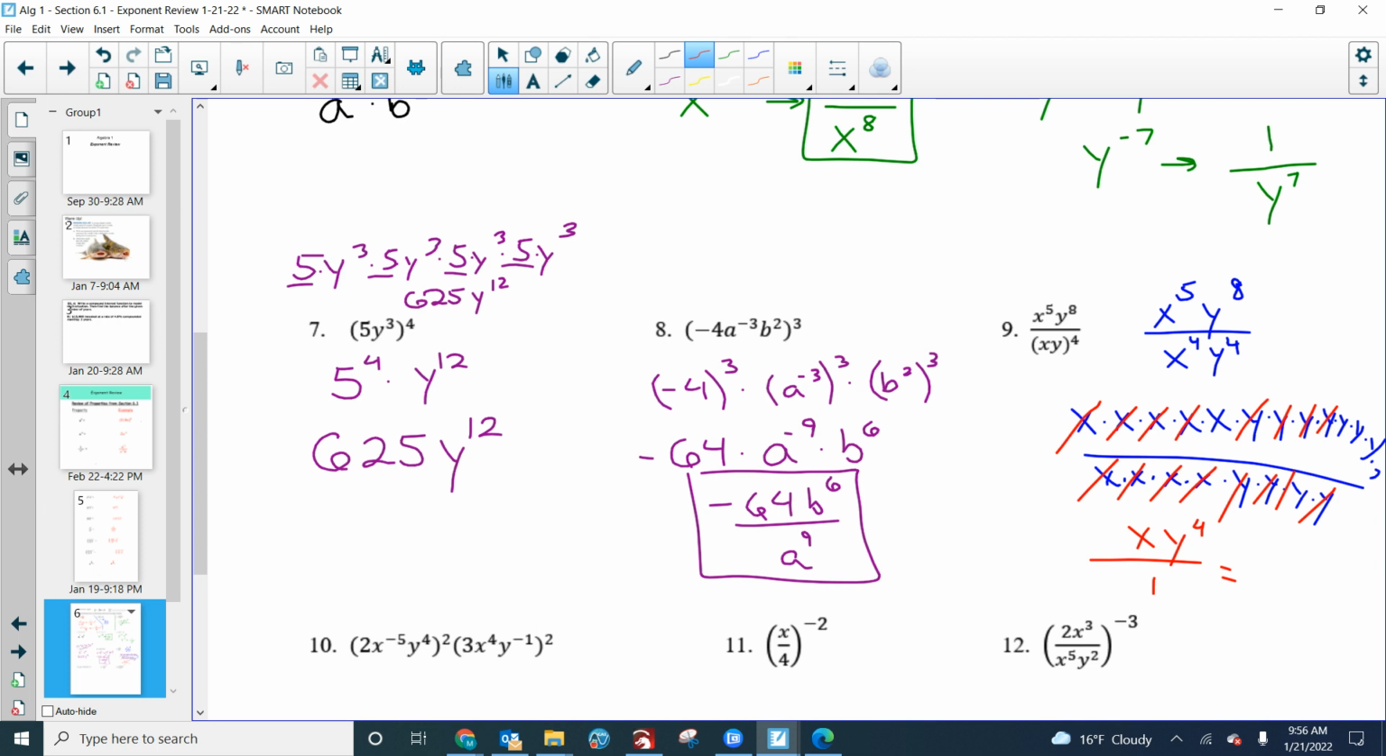Or the game we played in class was who wins and by how much. Are you ready? Who wins? X to the fifth over x to the fourth. X to the fifth. By how much? 1. So x to the first goes up top. Ready? Y to the eighth over y to the fourth. Who wins? Y to the eighth. By how much? 4. Y to the fourth up top.